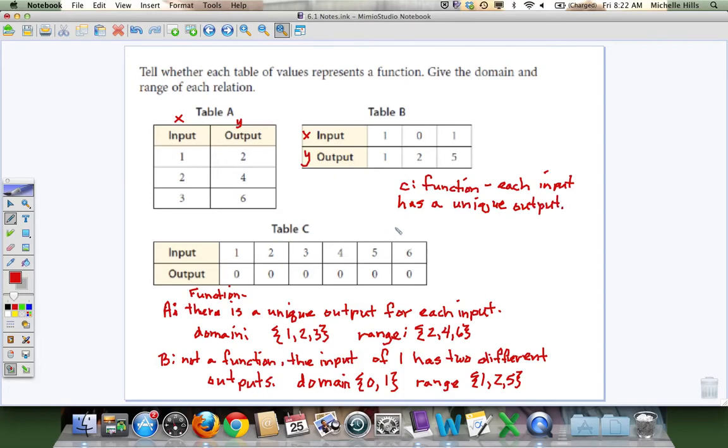Why is it a function? Why is it not? The domain, the set of numbers 1, 2, 3, 4, 5, 6, they're already in order, so I don't have to reorder them. The range is just the set 0. Now when you're making these brackets, some people have a hard time. It's like an S and then a backwards S. And on this side it's a backwards S and then an S.